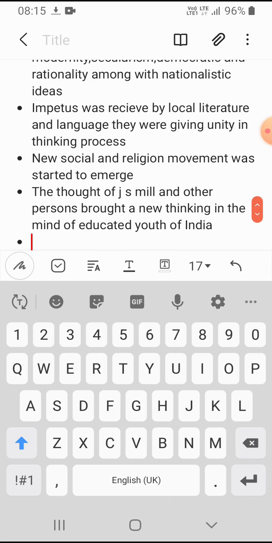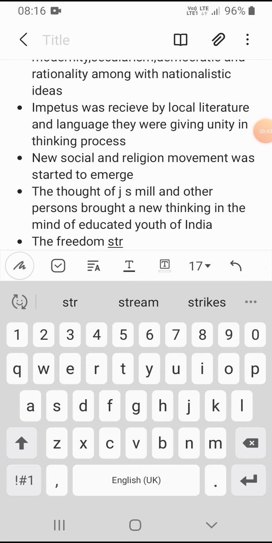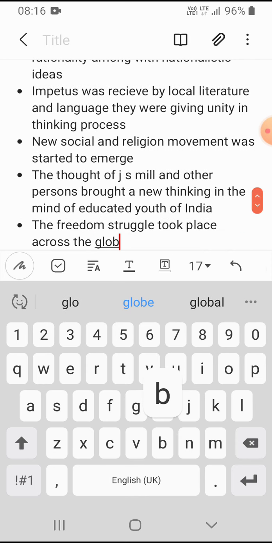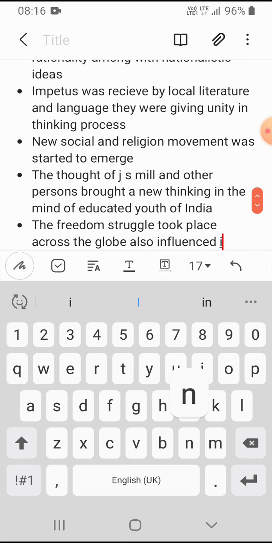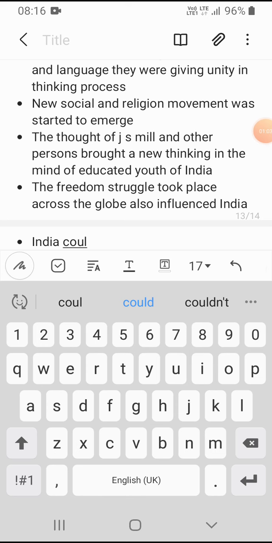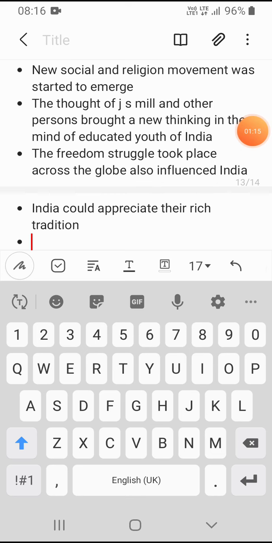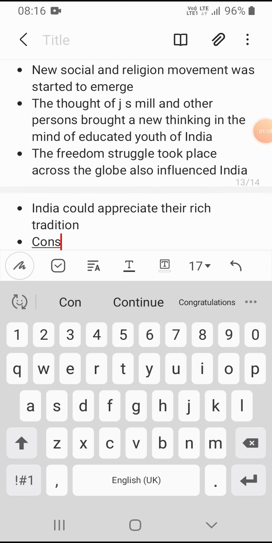As well as, the freedom struggles that took place across the globe also influenced India, and India could appreciate the rich traditions of other countries. After this education, let's come to the constitutional development.